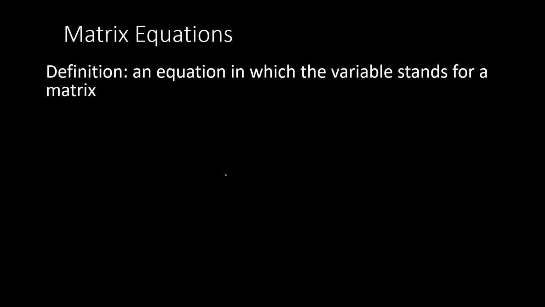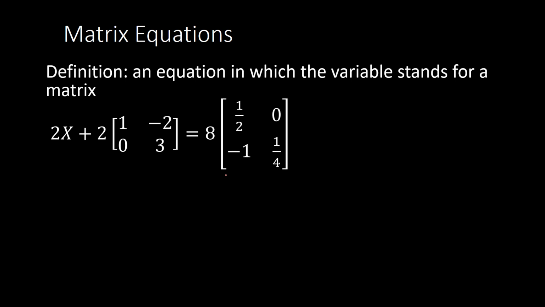And now to finish off this lesson, we're going to deal with what we call matrix equations, which is an equation where the variable is actually an entire matrix. So for example, we have this equation where you have 2x plus 2 times this matrix equals 8 times this matrix. Now to solve this, I need to get x by itself. And to do that, one of the first things I like to do is simplify the 2 times this matrix and the 8 times this matrix. So let's multiply by the scalar first.